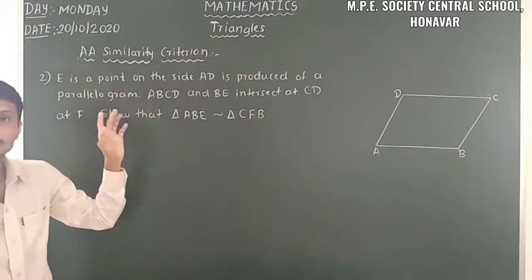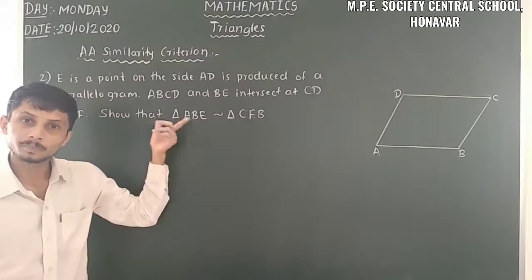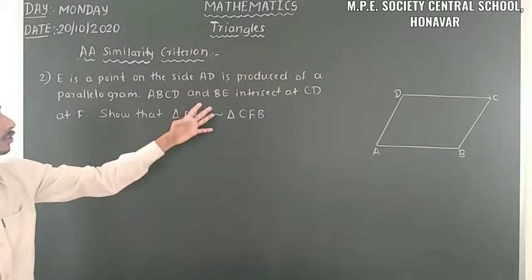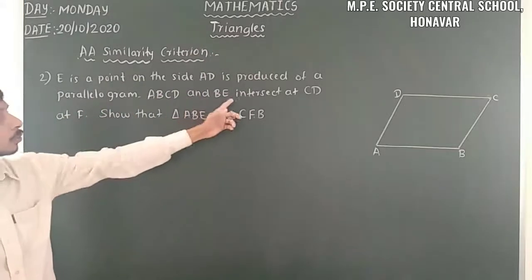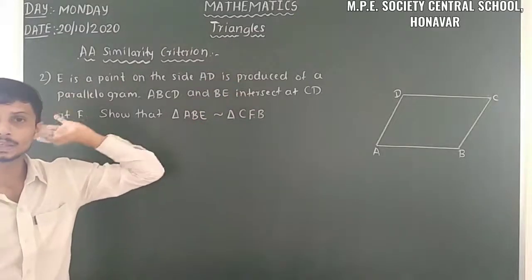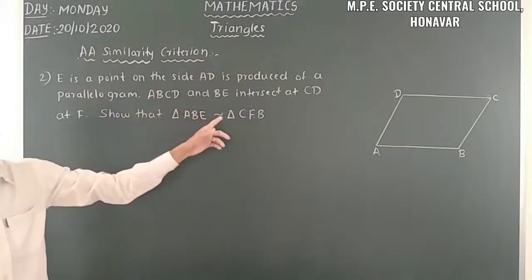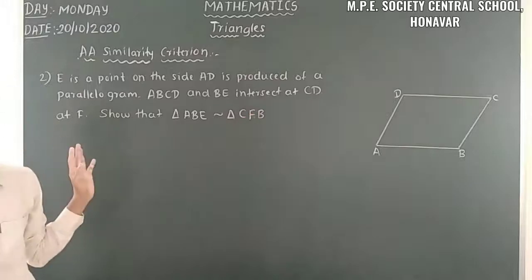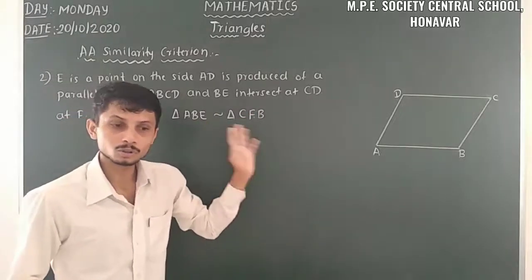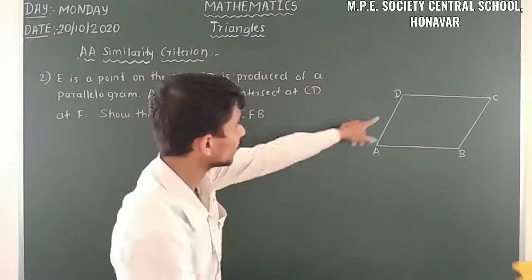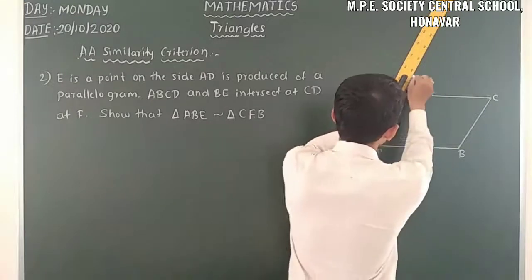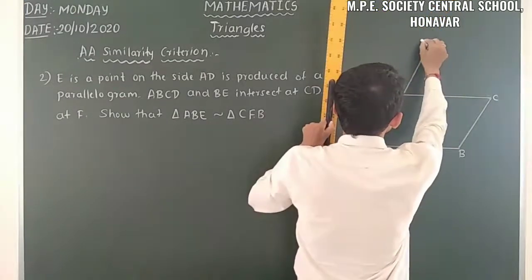So that means the side of parallelogram ABCD, you have to extend up to E and join BE. So we have to join up to B here, and that intersects CD at F. So understand the question and then draw. Firstly, AD is produced up to E. So firstly we have to produce AD up to E here like this.